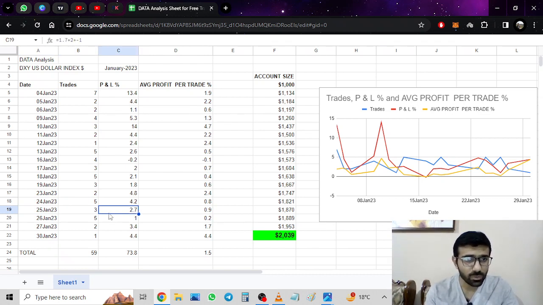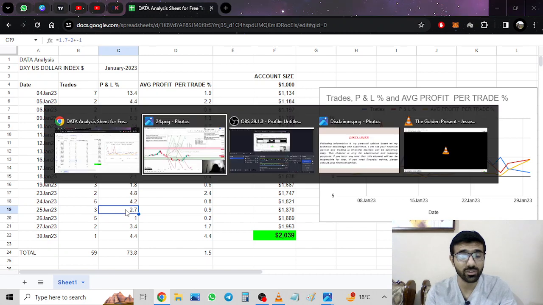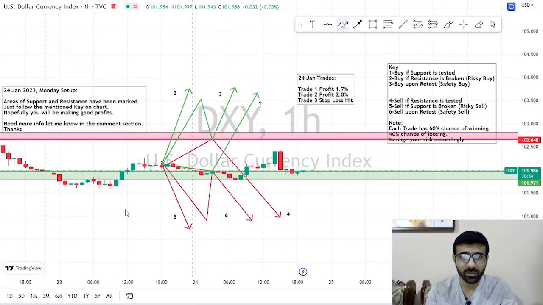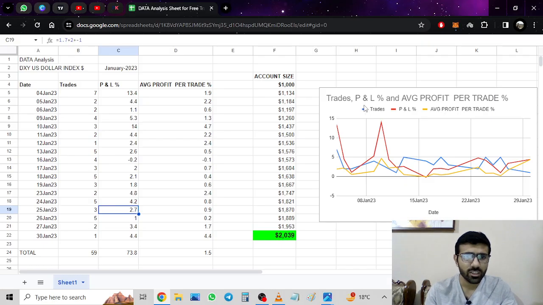Okay, now let's see, on 25th of January, we took three trades and we made a profit of 2.7%. Okay, 2.7% profit. How much? 1.7, 2%, and -1, which means we hit a stop loss as well today. Let me show you guys from the screenshot from the 25th of January. Here you go. So on 25th of January, the trades executed were of 24 January. Trade 1 was 1.7%, trade 2 was 2.0%, and trade 3 was a stop loss. Okay. So let us go back.